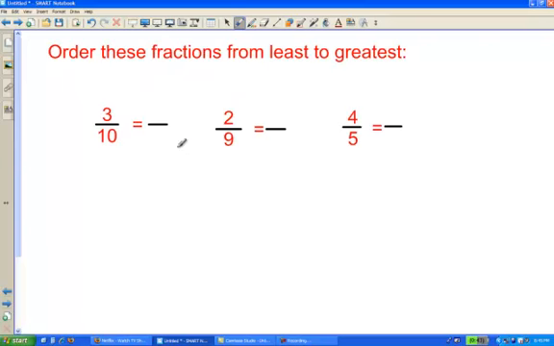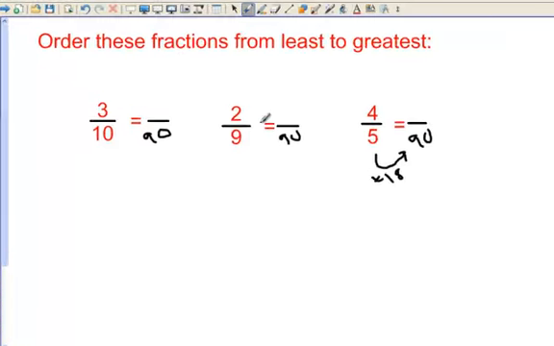So I need a denominator that'll work for everything. Well, 10 times 9 is 90, and I know 5 will go into 90. So all these, 90 is actually the best one I can use. So I'm going to use 90 for my denominator. Now since I use 90, what do I multiply 5 by? I multiply 5 times 18. That makes sense? Because 5 times 20 is 100, so 5 times 18 would be 90.